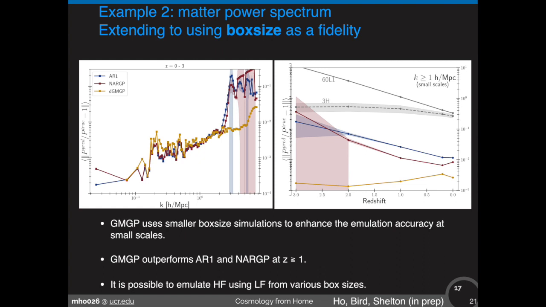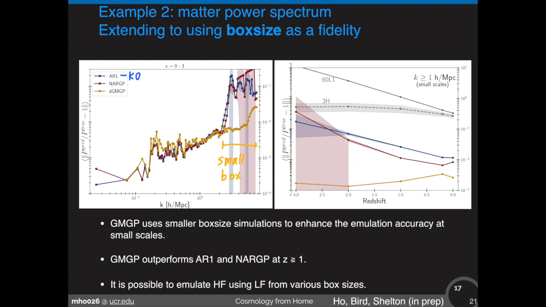So here we show the error plot for the different multi-fidelity models, AR1, the KO method, and the graphical model Gaussian process in the yellow line. You can see the graphical model GP outperforms the other two models on the small scales because it has help from the small box. On the left hand side we show the redshift-averaged error for redshift from 0 to 3. On the right hand side we show the average error as a function of redshift. On all of these redshifts, the graphical GP outperforms the other two models, especially for redshift larger than 1.